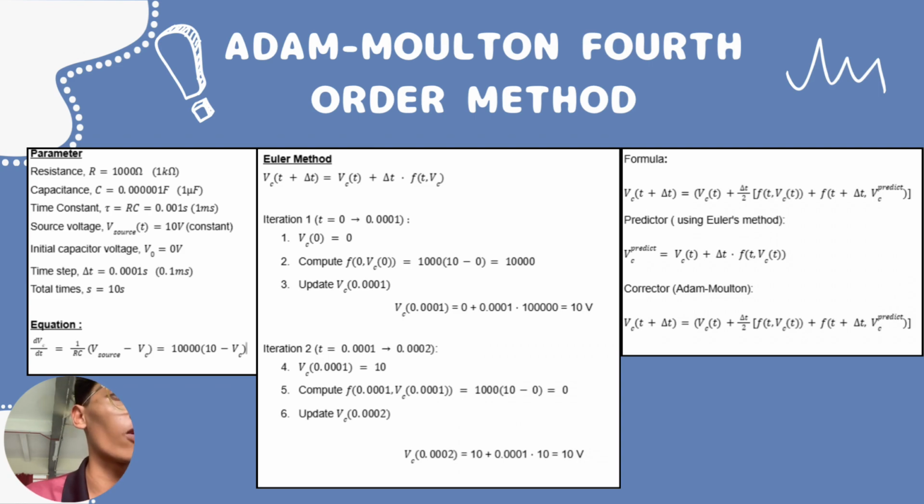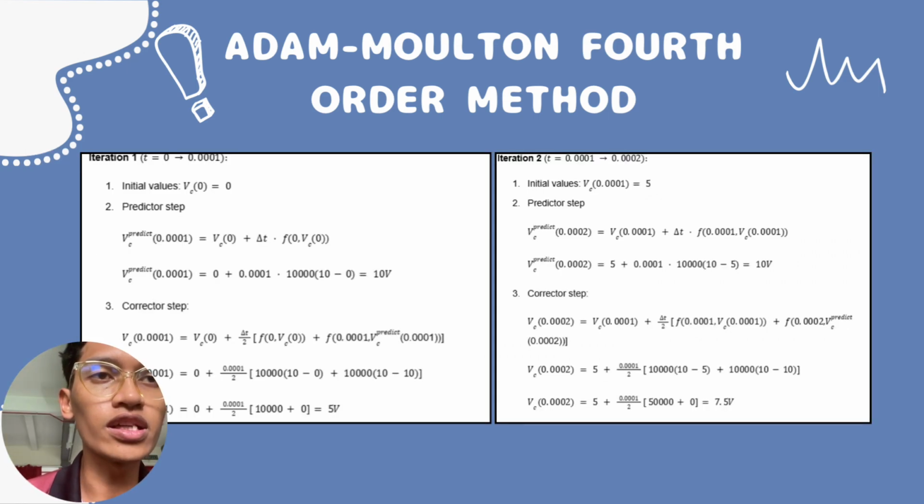Then we can see the formula at the right side: VC(t plus delta t) equals VC(t) plus delta t over 2 times (F(t, VC(t)) plus F(t plus delta t, V predict)). The predictor by using the Euler method is V predict equals VC(t) plus delta t times F(t, VC(t)). The corrector for Adams-Moulton is VC(t plus delta t) equals VC(t) plus delta t over 2 times (F(t, VC(t)) plus F(t plus delta t, V predict)).